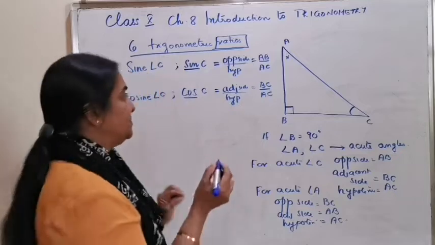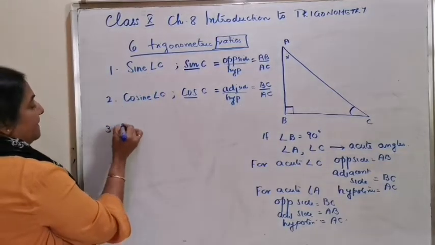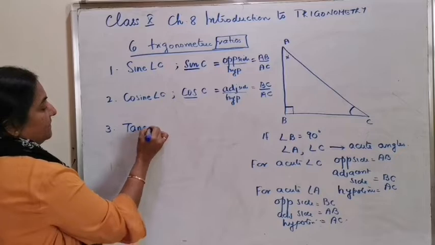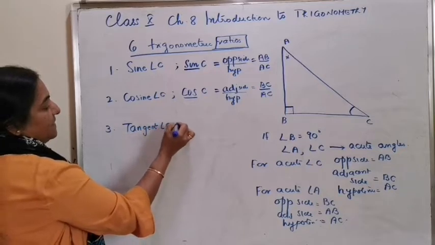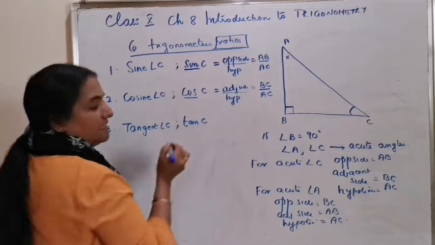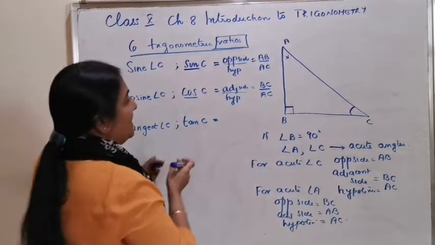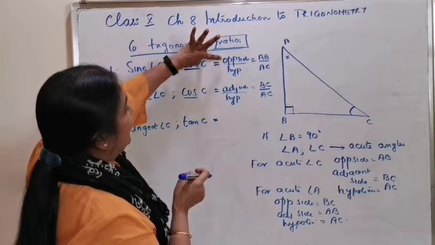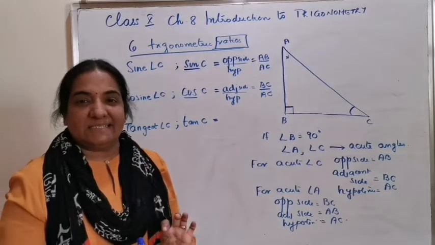The third ratio is called the tangent of angle C, whose short form is tan C, which is the same as opposite side by adjacent side.